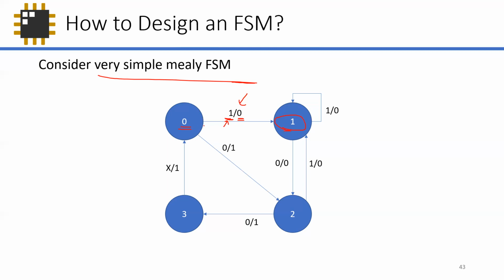If I'm at state 0, and my input is 0, my output should be 1 instead, and then I have to move to state 2. And the same thing goes for the others. If I am at state 1, my input is 1, then my output has to be 0, but I have to go back to state 1. If I'm at state 1, my input is 0, my output still has to be 0, but I have to go to state 2. So it's so easy to visualize the things that are happening with a simple state diagram.